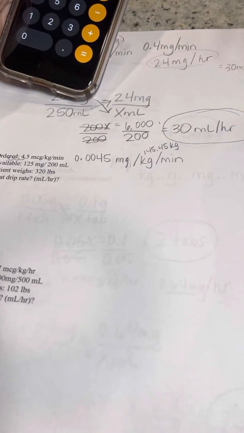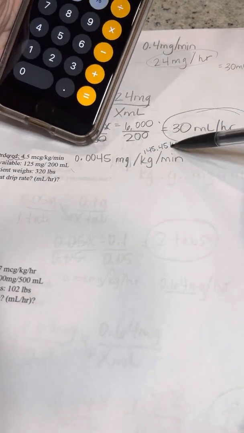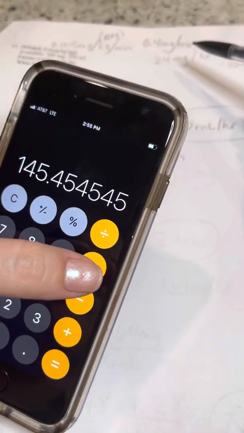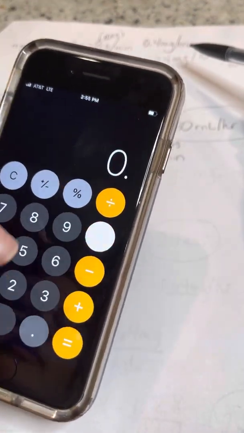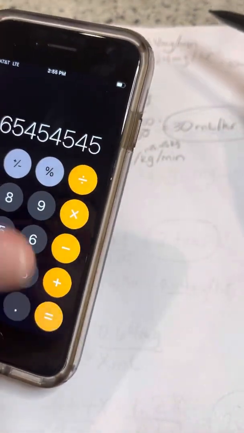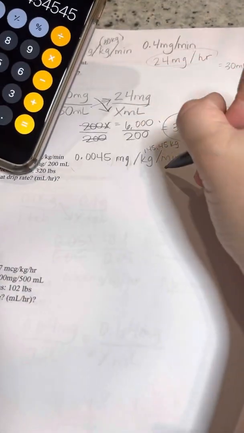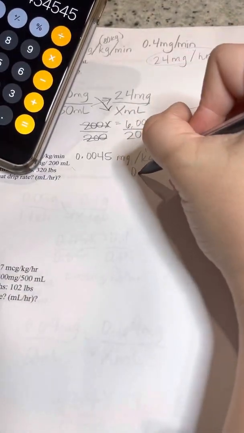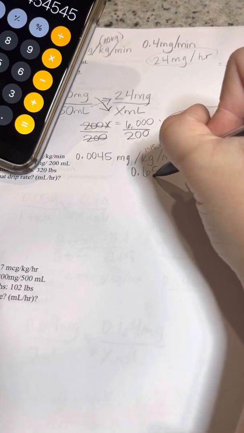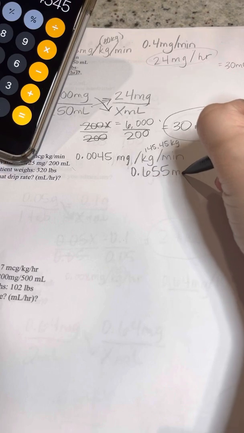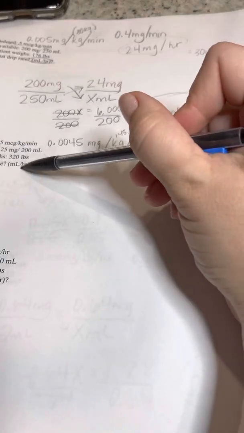milligrams now. So this times this, we still have this in our phone, so we're going to multiply it by 0.0045. So our patient needs 0.655, we'll round it there, milligrams per minute. This is another minute thing, and we need it in hours.